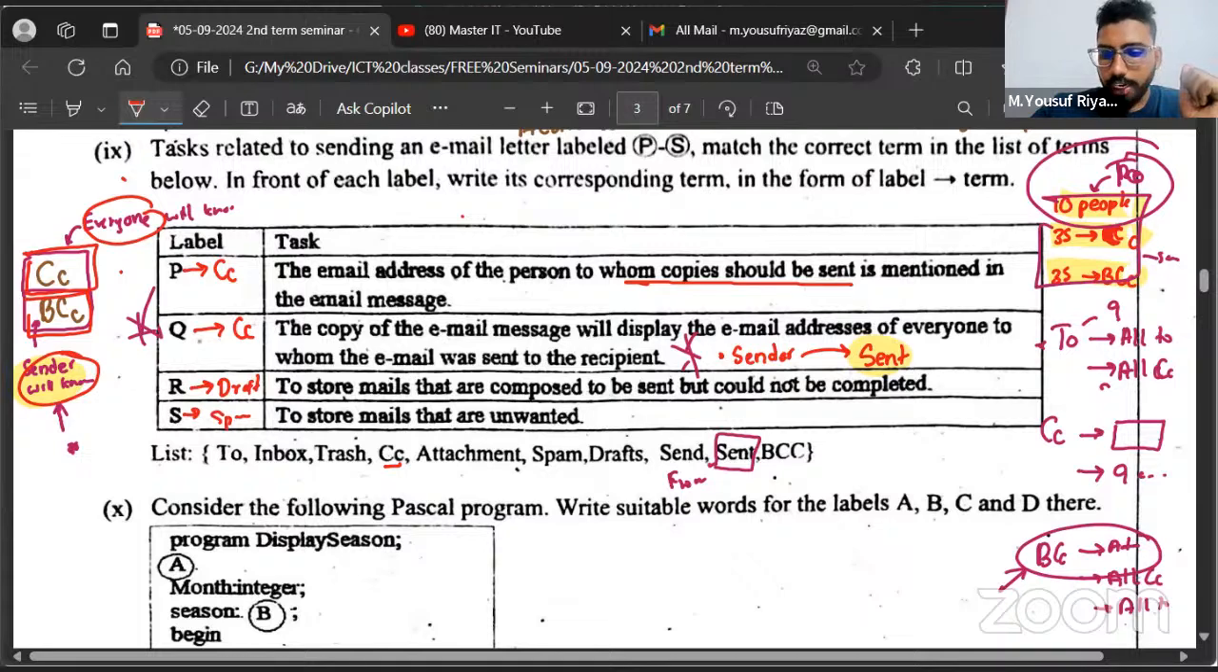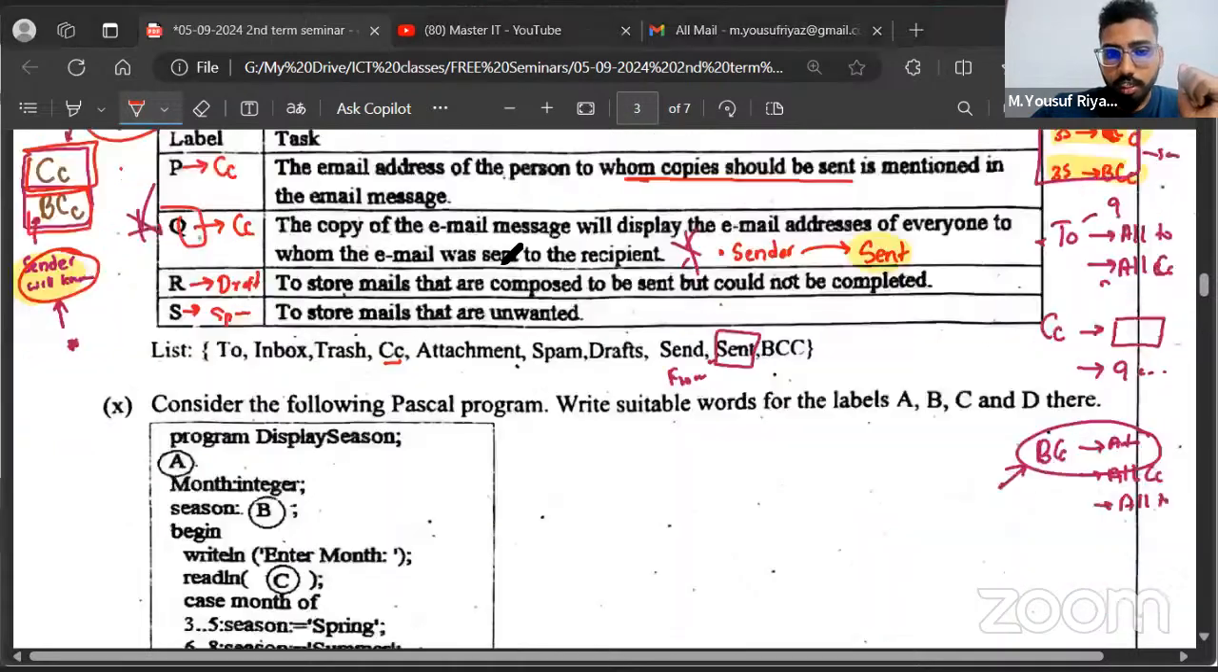Unwanted emails are there in the spam. Trash is there only once you delete it. It will go to the trash only if you delete an email. Keep that in your mind.